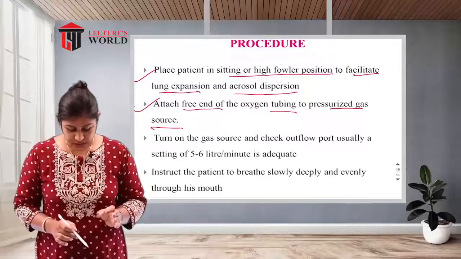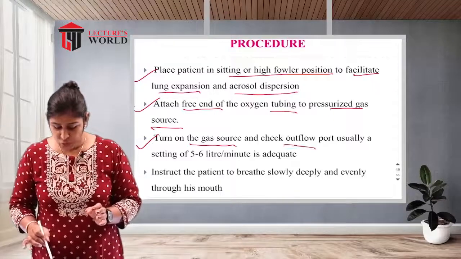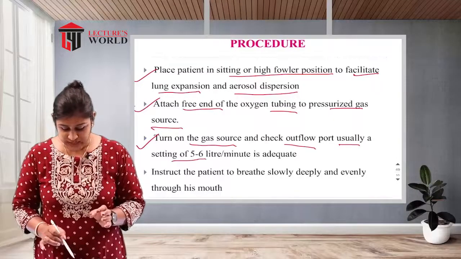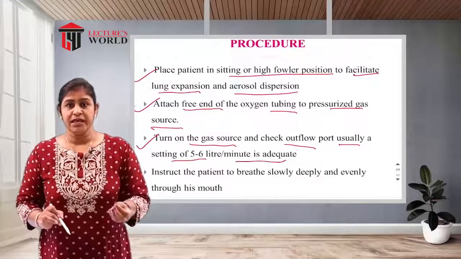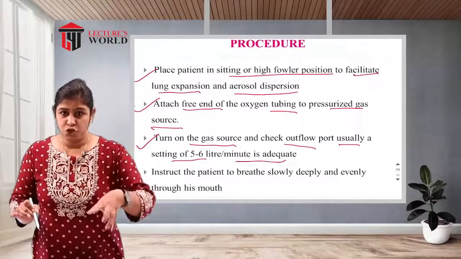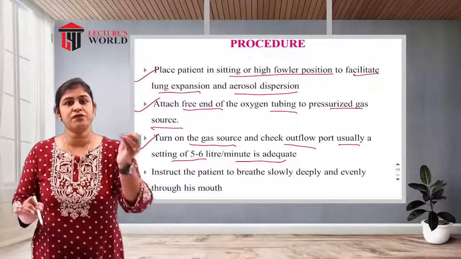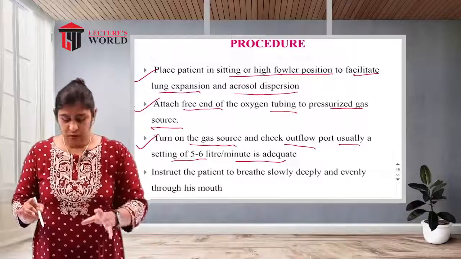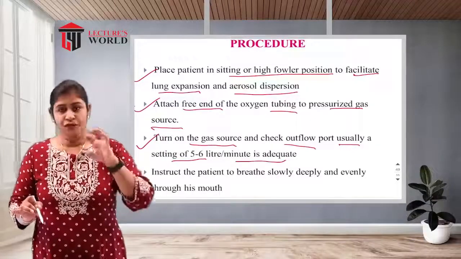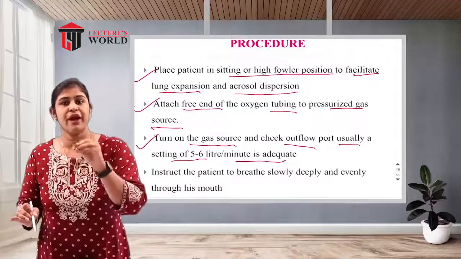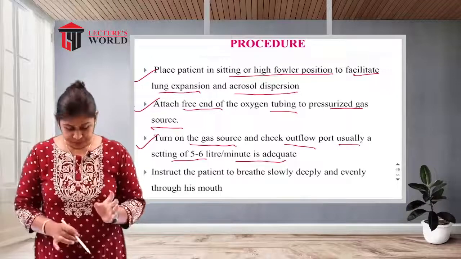The third thing is to turn on the gas source and check the outflow port. Usually a setting of 5 to 6 liters per minute is adequate. So you have to check the gas source, and then also check the outflow, and the setting should be maintained at 5 to 6 liters per minute as advised.